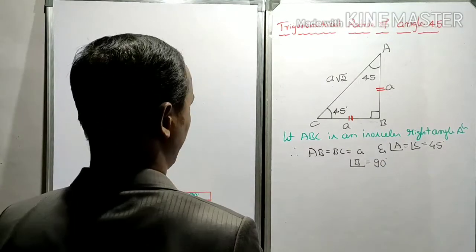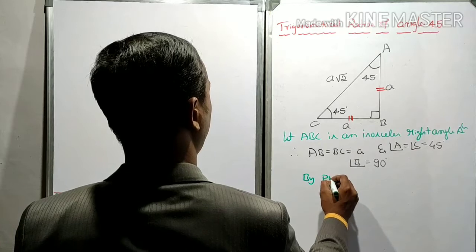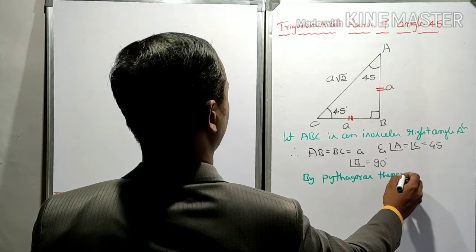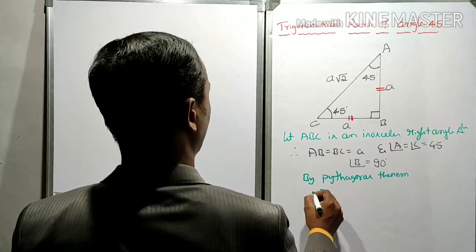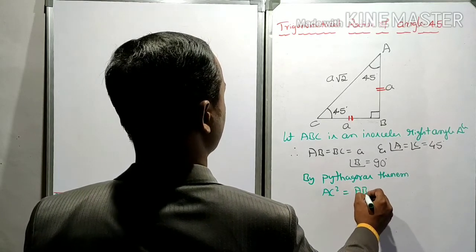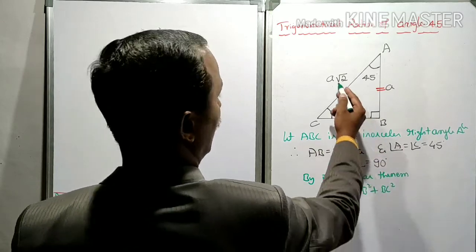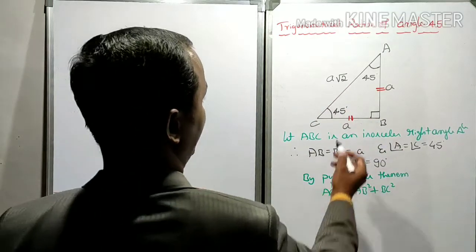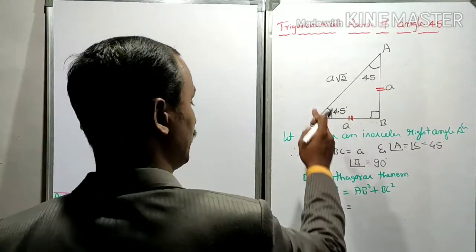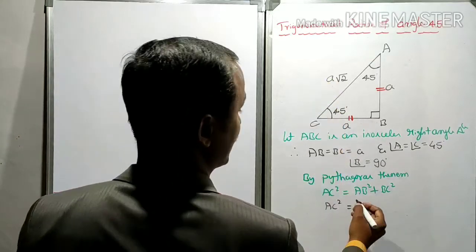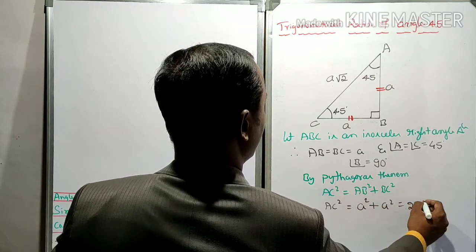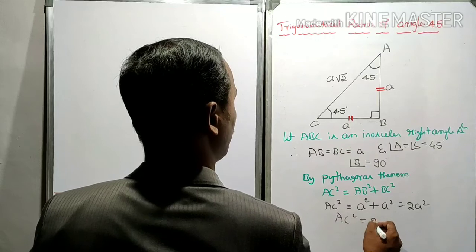Okay. Then by Pythagoras theorem, we get AC square is equal to AB square plus BC square. How did we get this length? That is very important. We don't know the AC length, so don't write it down directly. I will explain: AB length is a, square, plus BC length is a, square, that is 2a square. Finally, AC square is equal to 2a square.